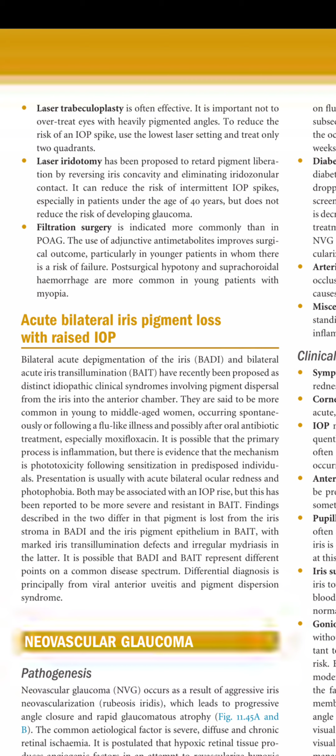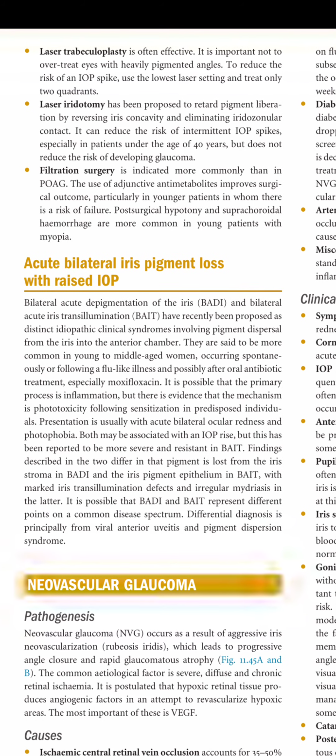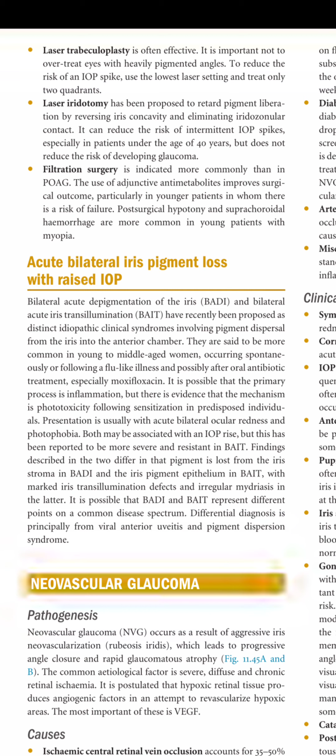Acute bilateral iris pigment loss with raised IOP. Bilateral acute depigmentation of the iris, BADI, and bilateral acute iris transillumination have recently been proposed as a distinct idiopathic clinical syndrome with pigment dispersal from the iris into the anterior chamber. So basically these have bilateral liberation of iris pigment from the iris into the anterior chamber. They are said to be more common in young to middle-aged women, occurring spontaneously or following a flu-like illness, possibly after oral antibiotic treatment, especially moxifloxacin. So these are basically stress induced.